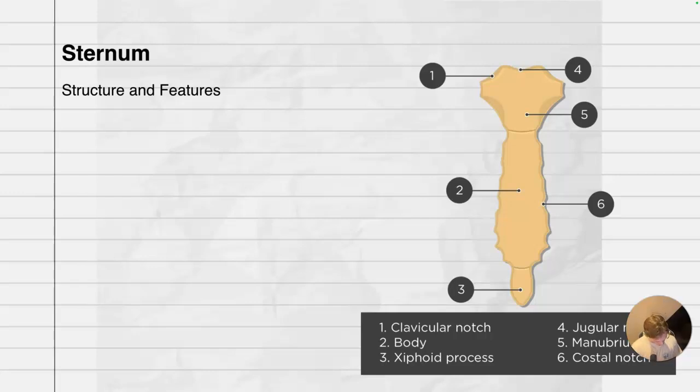Then there's the xiphoid process, which provides a little bit of extra protection as well, and then we have this jugular notch, because the jugular will start getting into the neck region, and this allows us to move our head forward and backwards a little bit easier.